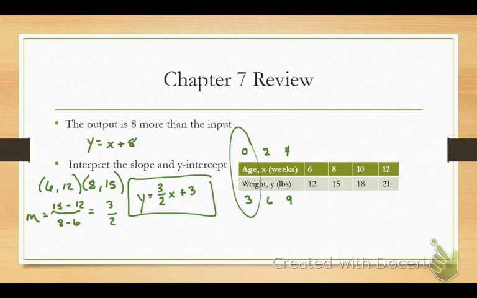On your test tomorrow, it gives you the specific category of what it is. It's not weight and age. Okay, all right, so interpret the slope and y-intercept. That involves those ordered pairs. All right, and that's it for your test tomorrow.